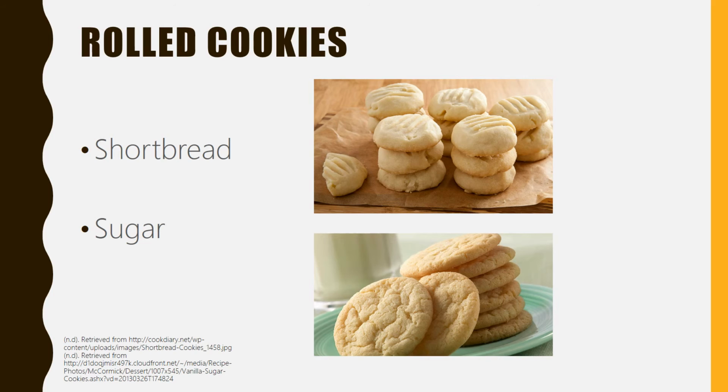Shortbread cookies. These rich, dense, crumbly cookies have a melt-in-the-mouth texture because they are made with a 3-to-1 portion of flour, butter, and sugar. Sometimes ground rice or corn flour is added to further define the delicate texture that crumbles easily in the mouth.